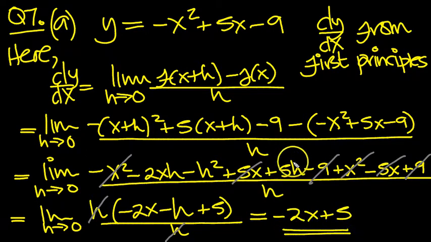There we go, that's 7a done. Great. And you can just check visually, this differentiates to minus 2x plus 5. So that looks as though we're along the right lines, aren't we, when we've done that. Good.